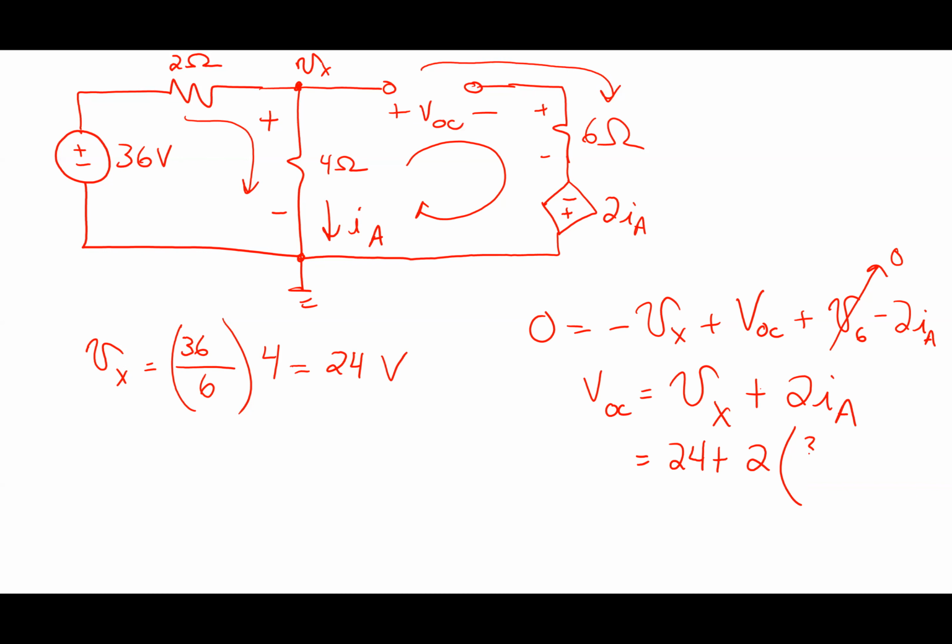6 amps, right? It was 36 divided by 2 plus 4, right? So 36 divided by 6. Oh boy. So let's see. 36 divided by 6 is 6. 6 times 2 is 12. Yeah, 24 plus 12 is 36 volts. Okay. All right, so we got that done. All right, questions about how we got to that?